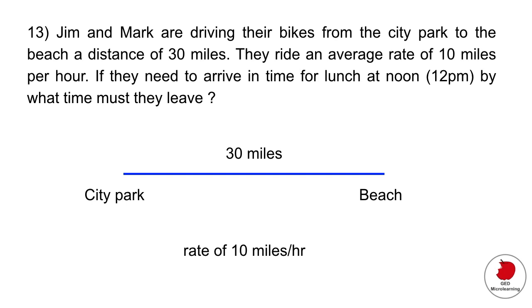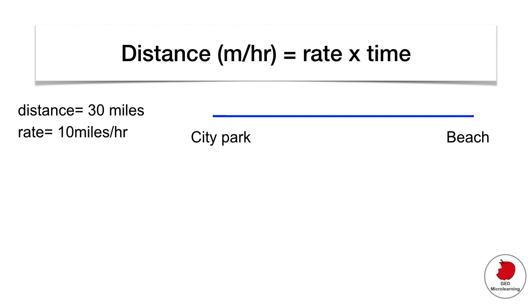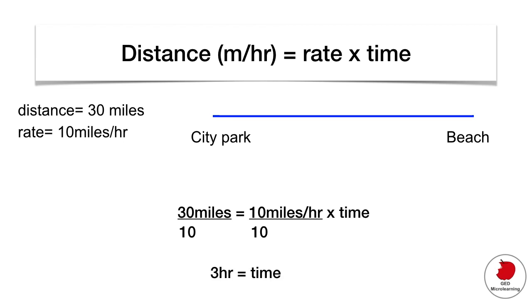Okay, so what you want to use here is the distance formula. Okay, that says that distance is equal to rate times time. So we know from the question that they're traveling 30 miles, that's the distance, and we know the rate is 10 miles per hour, so we would set up our equation like that. And then what we want to do is solve for time, right? So how long it takes them to complete this 30-mile ride. So we would divide, in this case, both sides by 10, right? So we have that it takes them 3 hours to complete these 30 miles at a rate of 10 miles per hour.